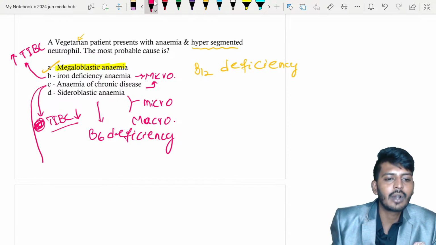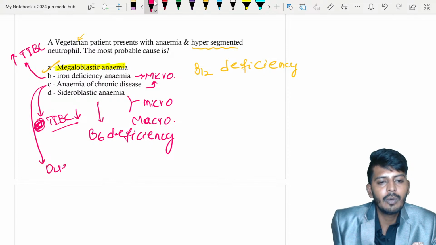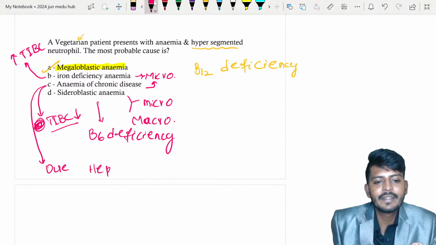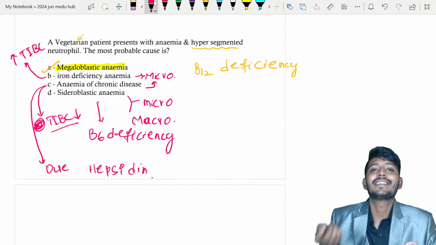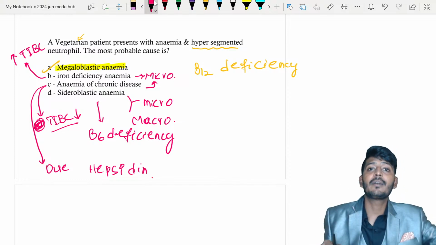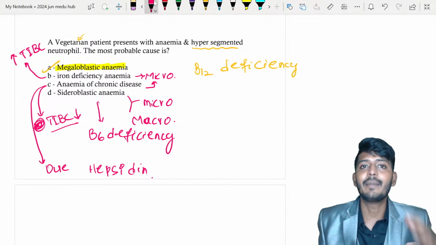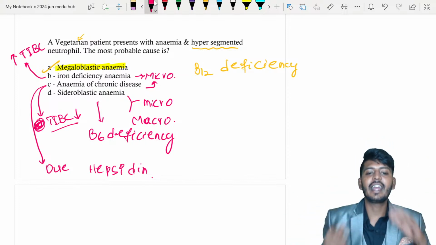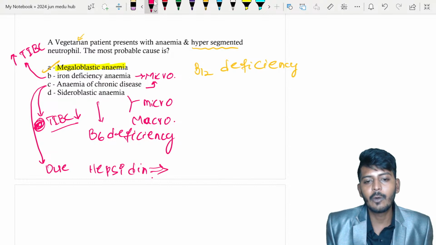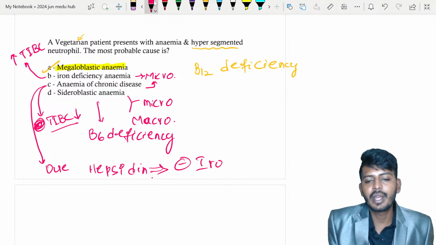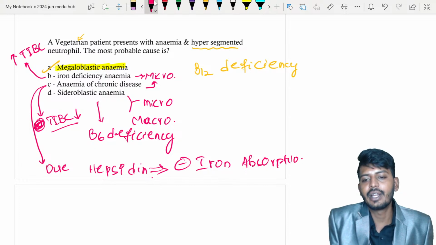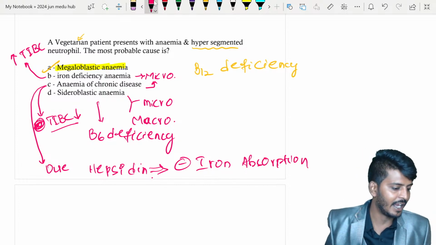Anemia of chronic disease is caused due to a molecule called hepcidin. What is that? Hepcidin is produced as a result of chronic inflammation. Chronic inflammation hoga to tumhara liver kya banayega? Hepcidin banayega. Hepcidin jaake kya karega? This fellow will inhibit iron absorption. Ho gaya? Anemia of chronic disease and iron deficiency anemia. Okay.